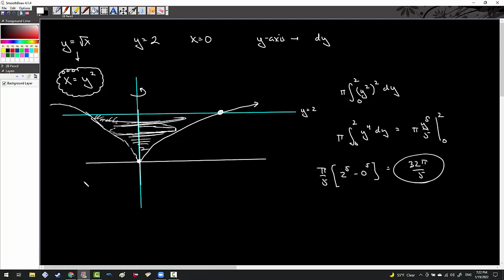Hopefully we're doing okay. I'm going to clean up the board a little bit, and we're going to move on to a different kind of rotation. Give me a second.